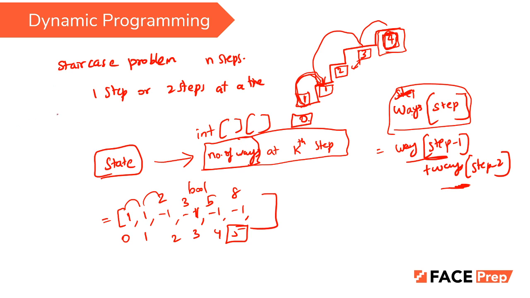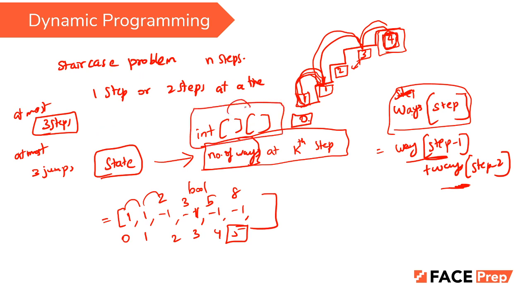For example, they will say, what if the steps is 3? The problem could be that you can take at most 3 steps. You can also say at most you can have 3 jumps. So, for example, this is 1 jump, 2 jumps and 3 jumps. Like that, at most you can have only 3 jumps. So there are many modifications to the staircase problem, and depending on that the state is going to change.